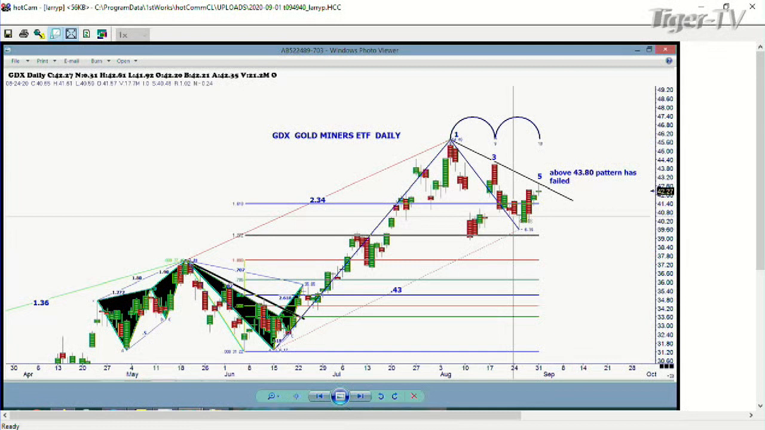Now, if one of you really smart people in there will give me the last price of GDX, we'll see if it's above 43.80, because you wouldn't have sold it on that gap up. If you'd be so kind as to give me the last price of GDX, I would certainly appreciate it. We'll see whether that pattern is still going on. It's at 43.32, so it's still okay as long as it doesn't get above 43.32.